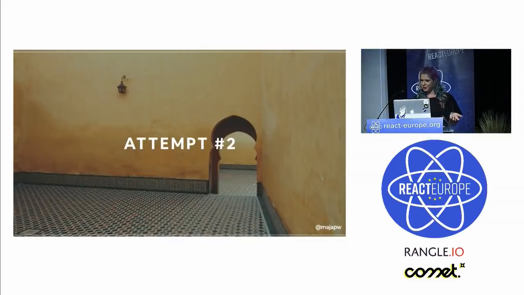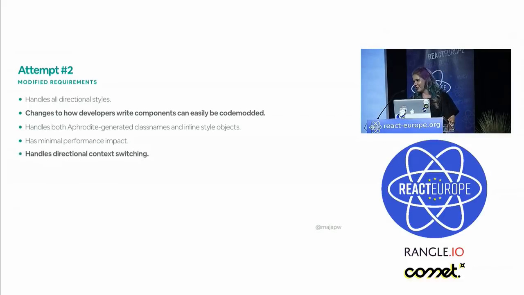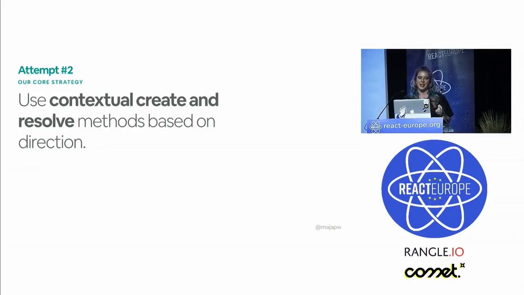So we went back to the drawing board, took a look at our requirements, and made one major concession. We would allow changes, but they'd have to be very easily code moddable. And of course, we wanted to handle that context switching. We wanted to not introduce any specificity issues and not cause a server-client mismatch. So the new strategy became using contextual create and resolve methods based on our direction, again, leveraging that direction provider.